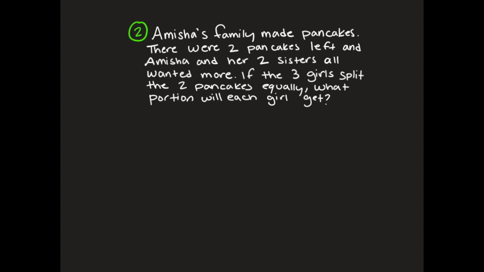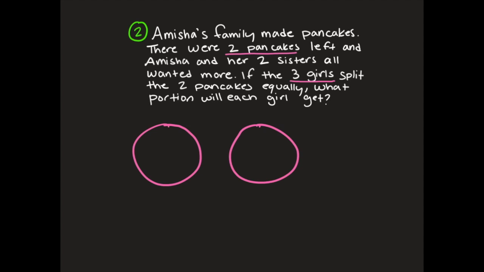Amisha's family made pancakes. There were 2 pancakes left, and Amisha and her 2 sisters all wanted more. If the 3 girls split the 2 pancakes equally, what portion will each girl get? So again, I like to go in and underline my important information. So we have 2 pancakes left, and we are splitting it between 3 girls. So I'm going to draw my 2 pancakes. It's pancake number 1, and here's pancake number 2.